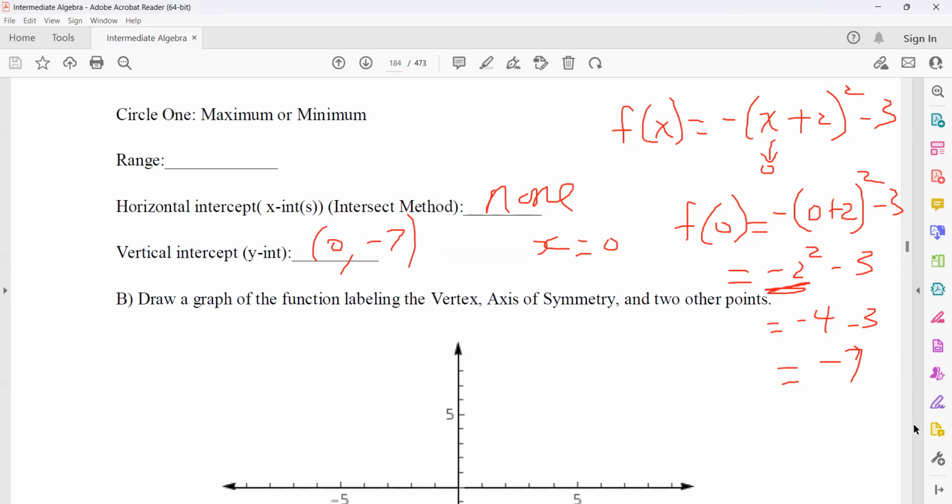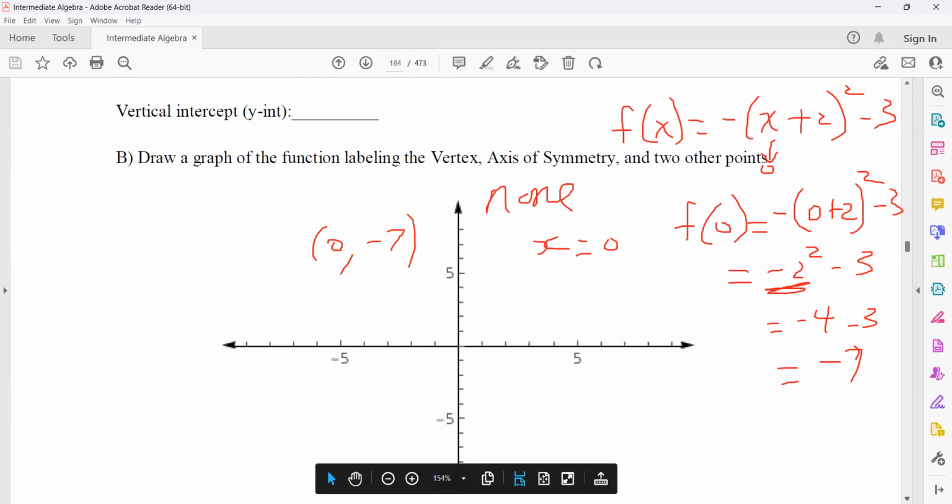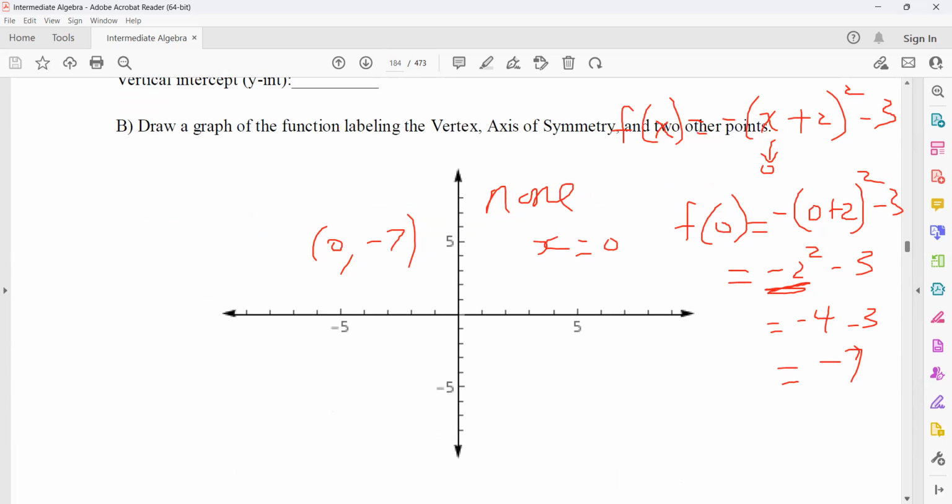Okay, and then you draw your graph. All right. So when you draw your graph, you are going to have something like that. Now remember, you have to show your axis of symmetry, right? You have to show your axis of symmetry. So this is the y-intercept, and the vertex is -2, -3. So we're going to be somewhere here. And I would label it -2, -3, 0, -7.